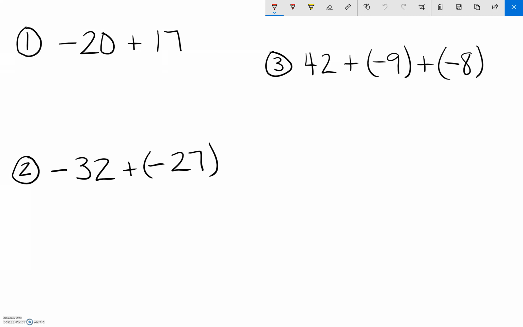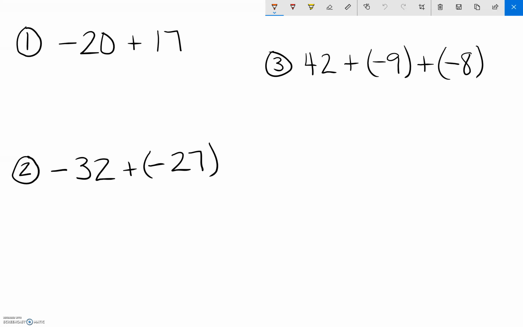Read the problems. So for example, number 1, negative 20 plus 17. When you hear yourself say plus, you know this is an addition problem. So make sure you use the rules for integer addition. Do the same thing for number 2 and number 3.